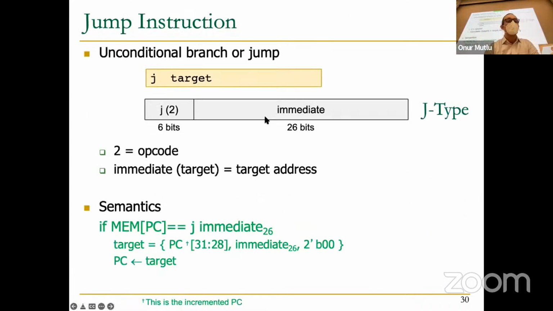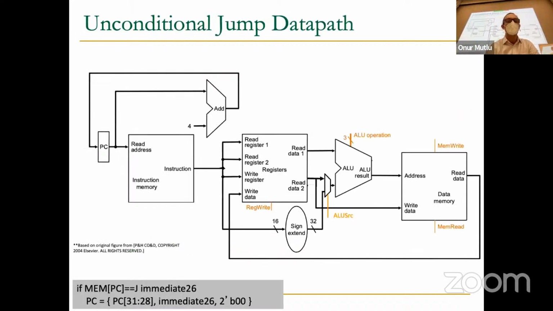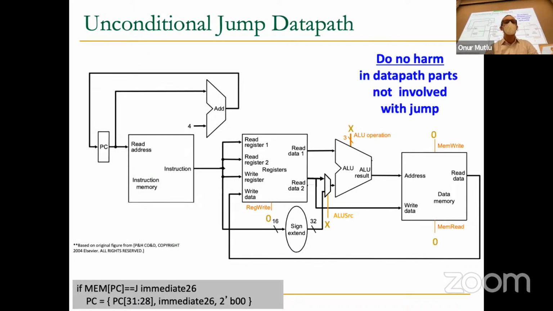The realization is that jump doesn't access memory, doesn't access registers, doesn't write to registers, and doesn't write to memory. So what should you do in this part of the data path? The answer is do no harm. Basically, a jump instruction, you can look at the specification. It's not writing to a register, so you'd better not write to a register, set this control signal to 0. You'd better not read from memories to save energy in this particular case. You'd better not write to memory for sure, because that changes the architectural state if you do it right.